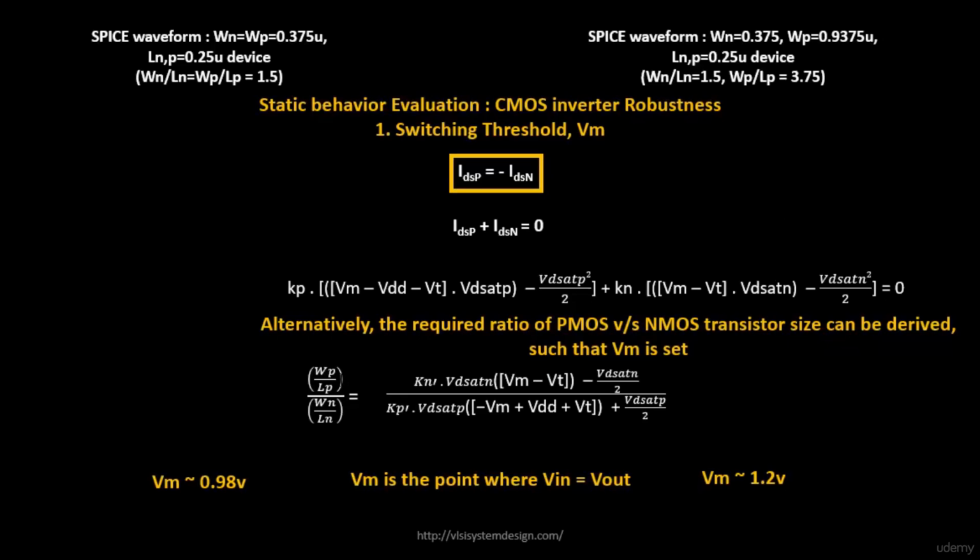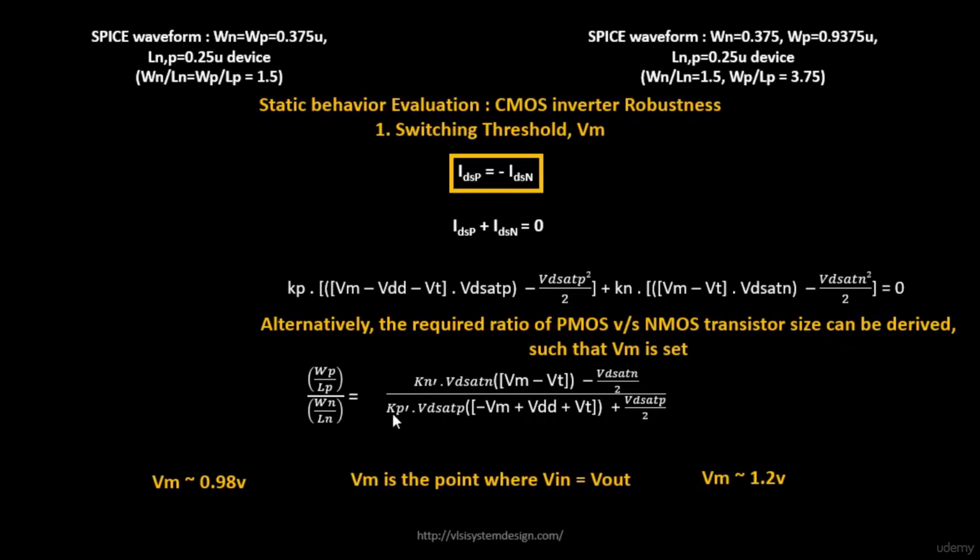So we have w by l of pmos and w by l of nmos, and on the right hand side you have everything. All of them are constants except your vm. So you plug a value of vm over here, and the rest are all constants which you will get from a model file, and you will get a w by l ratio of pmos equal to x or y times the w by l ratio of nmos. So for example, in this case, the w by l ratio of pmos is 2.5 times the w by l ratio of nmos. If you use a calculator and divide 3.75 by 1.5, you will get the value as 2.5. So this is what you will get.